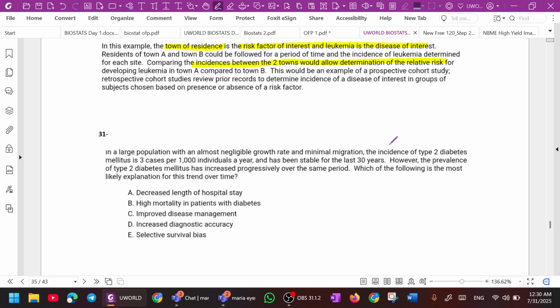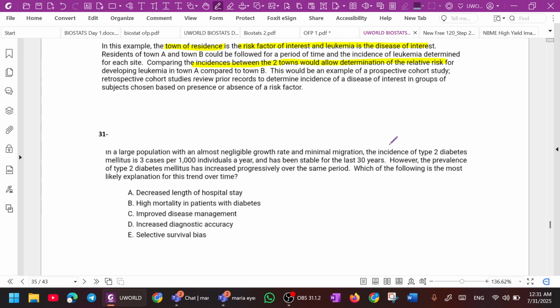Okay, it's D. D. You think so? I think it's C. Okay, wait, let me check. Improved disease management. Yes, it's C. Sorry.